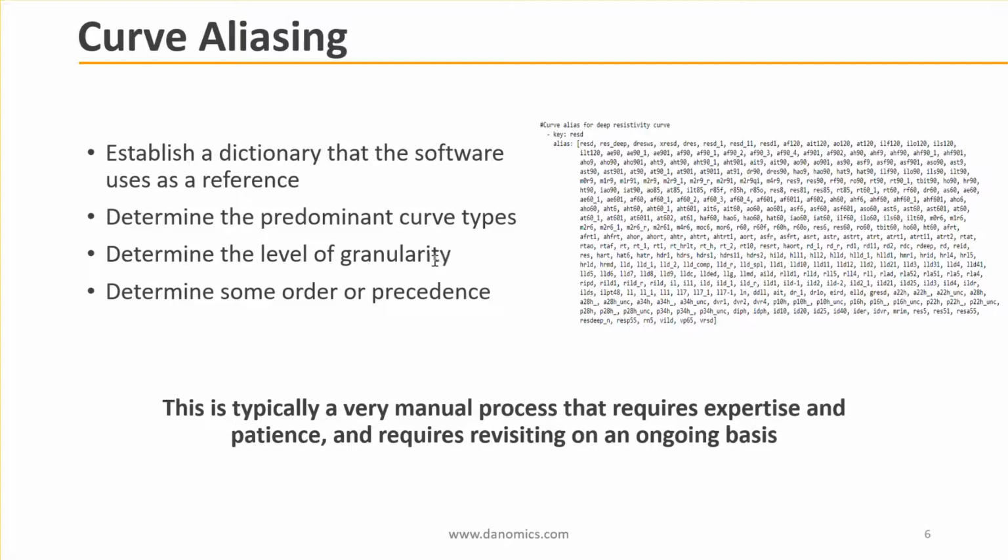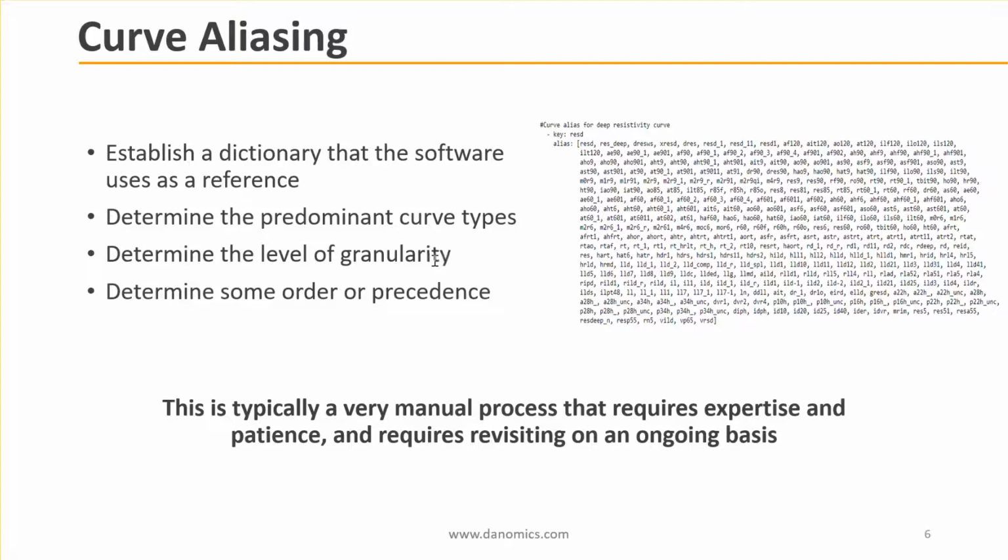So how much granularity do we want? Do we, for example, want to just look at all resistivity curves, or do we want to look at it by depth of investigation? I would say it's better to be a bit more granular because we can always combine things later, but then it takes a lot of effort to split things out additionally. For a lot of software, Danomics included, the order of precedence is important. So what I mean by that is within the alias table, what are the curve names that you're looking for first?